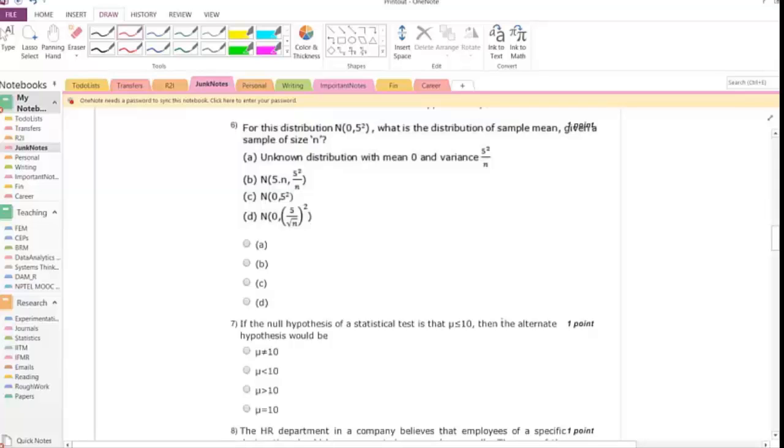Okay. Moving on to question 7. If the null hypothesis of a statistical test is that mu is less than 10, then the alternate hypothesis would be. What you really want to think of is the null hypothesis plus the alternate hypothesis covering the entire universe. So if the null hypothesis could be 10 or less, then the alternate hypothesis really would be the rest of the possible mu's that would not overlap with what the null hypothesis covers, but it's collectively exhaustive. So all the other possible mu values are getting covered.